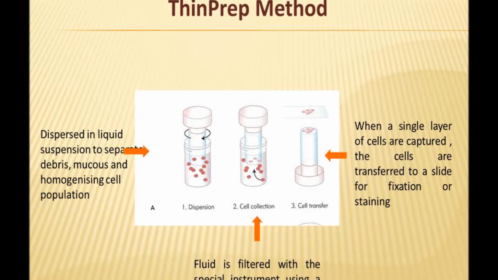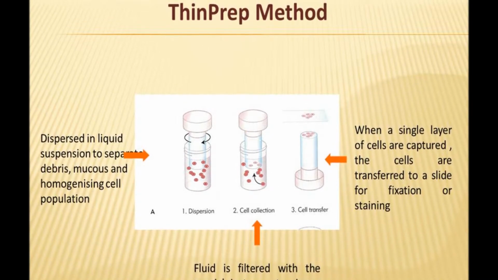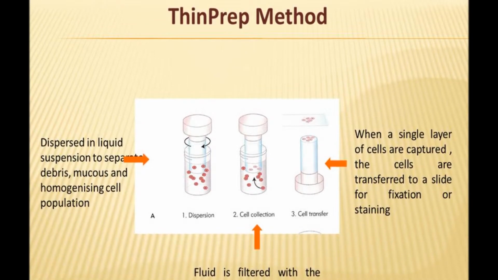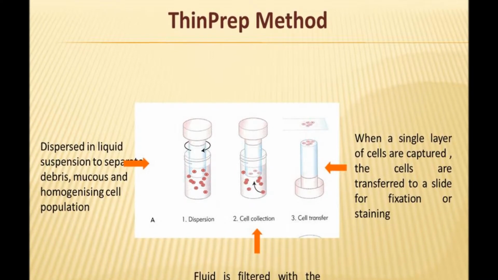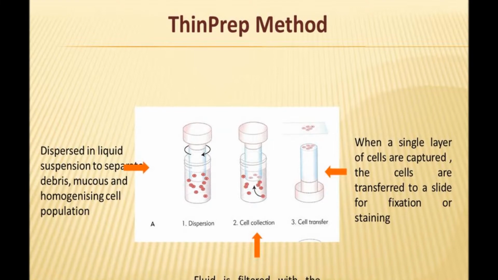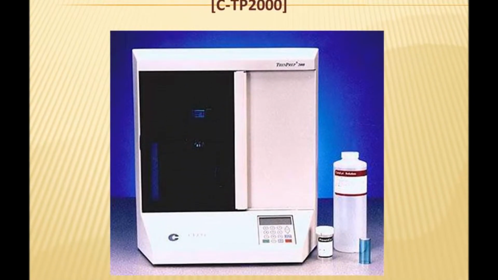In cell collection, the fluid is filtered with a special instrument using a vacuum process. In cell transfer, when a single layer of cells is captured, the cells are transferred to a slide for fixation or staining.